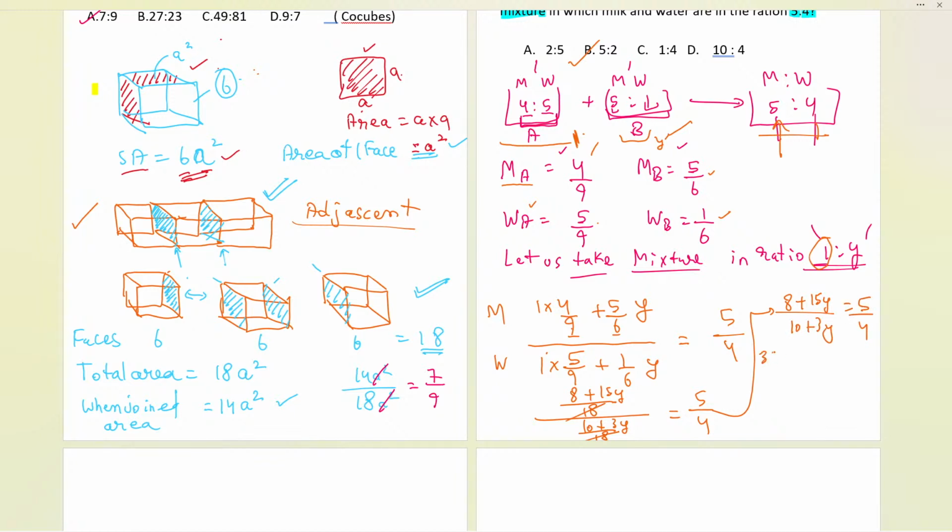4 times 8 is 32, plus 60y is equal to 50 plus 15y. Now take the 15y to the other side, so it will be 45y is equal to 50 minus 32. That is 18. So y we have got as 18 by 45. Now if I try to cancel it by 9, 9 times 2 is 18, 9 times 5 is 45, so we are getting 2 by 5. 1 is to y is the ratio we know, so we have calculated the y value as 2 by 5.